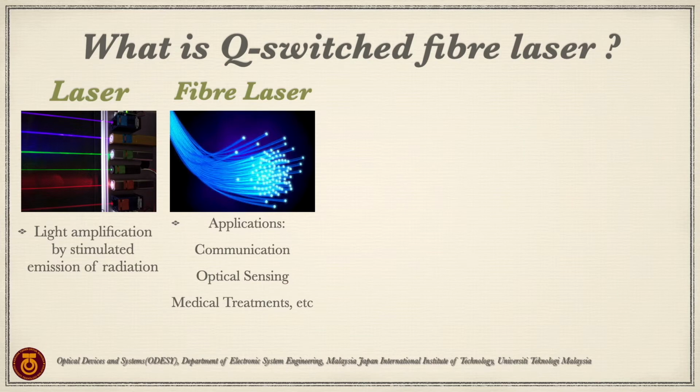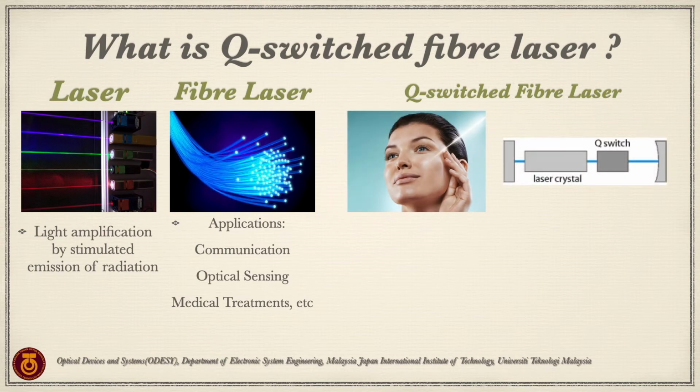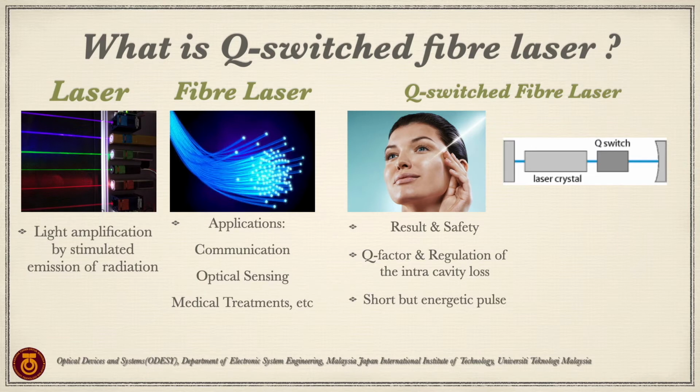The Q-switch fiber laser has been chosen from the various types of fiber laser to be widely used in medical treatment, especially for pigmentation treatment. The concerns when the Q-switch fiber laser is applied are based on two perspectives: the result and the safety of the laser treatment. The factors affecting the Q-switch fiber laser, which are the Q factor and the regulation of intracavity loss, generate a short but energetic optical pulse, which is safe for the human dermis layer and provides great results in fading and removing pigment on body parts. Q-switching can be achieved by an active or a passive technique.